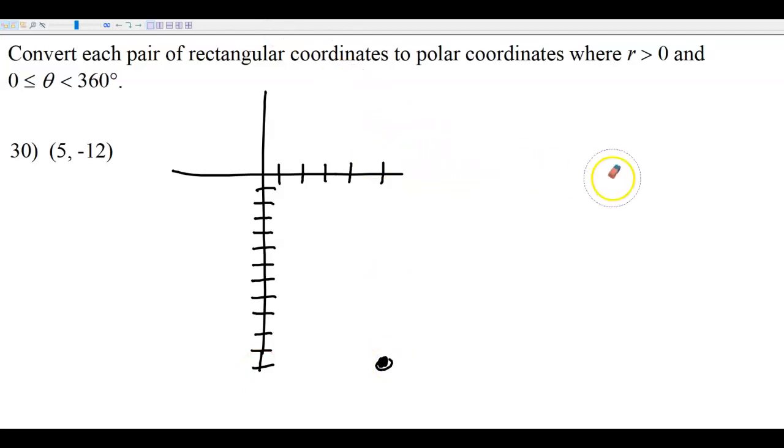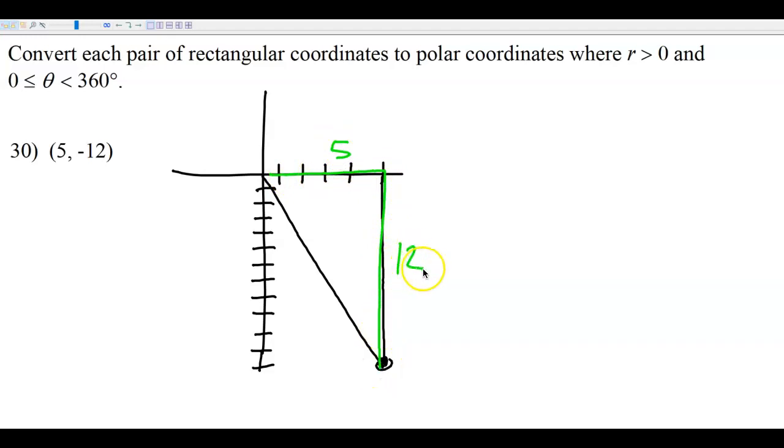Step 2 is to turn this into a triangle. I'm going to draw a line straight to the x-axis vertically, and we're also going to draw a line from the dot to the origin. That gives me a right triangle. Now on this right triangle, the base is 5, and the height is 12. We need to find 2 things to get this process underway: the angle here, and the hypotenuse, which I'll call r.